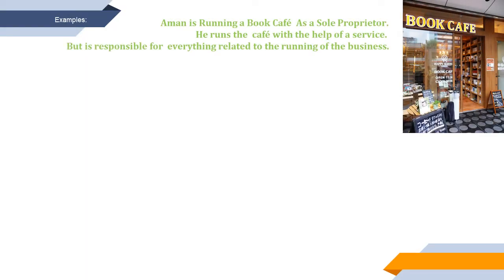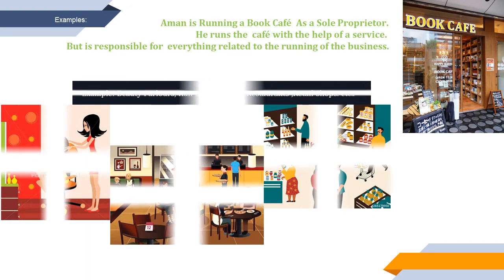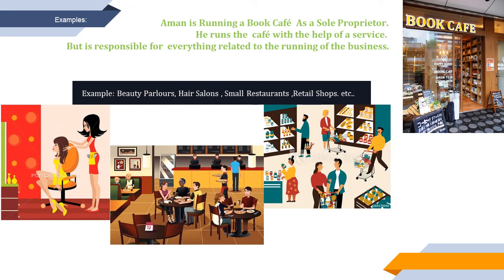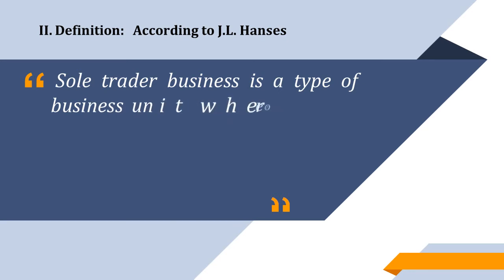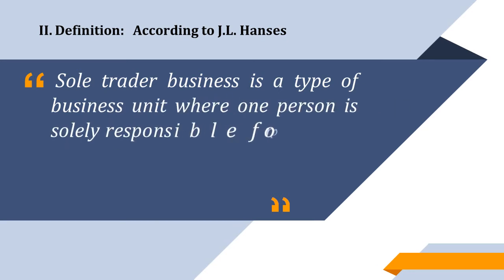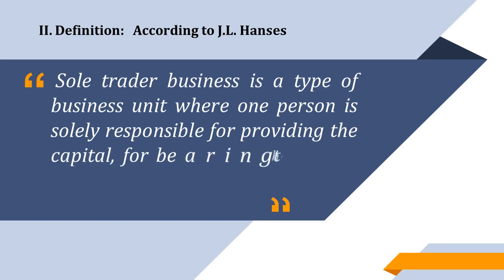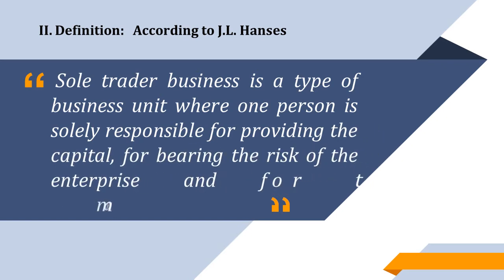For example, Aman is running the book cafe as a sole proprietor. He runs the cafe with the help of a service boy but is responsible for everything related to the running of business. Examples would be beauty parlors, hair salons, small restaurants, retail shops, etc. According to J.L. Hanson, a sole trader business is a type of business unit where one person is solely responsible for providing the capital, for bearing the risk of the enterprise, and for management of business.